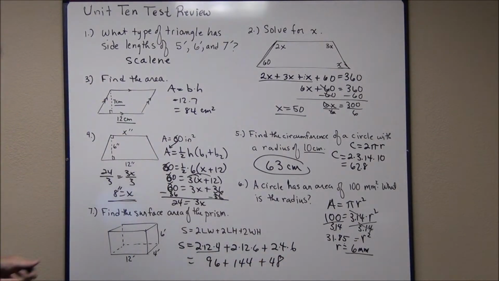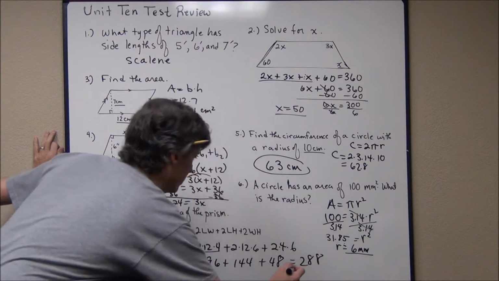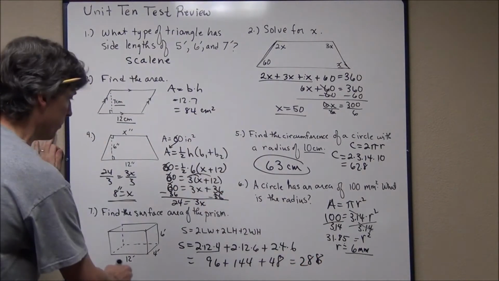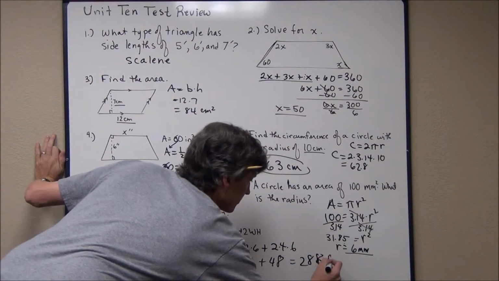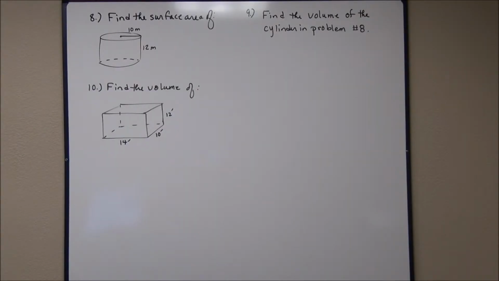Let's see if I can add those up in my head. That would be 240, 288, if I didn't mess up too bad. 288, and this would be in square feet, because it is surface area. Just a few more. Okay, we have 3 more here.